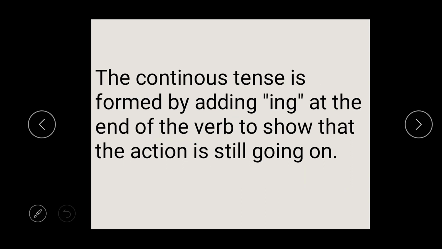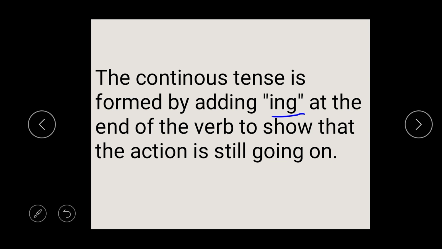So, when we say continuous tense, we are trying to talk about an action that is still ongoing, continuous, ongoing, something that you are still doing at the moment. The continuous tense is formed by adding ing, like I said earlier, at the end of the verb. We said verbs are action words or doing words. The action you are performing, okay?